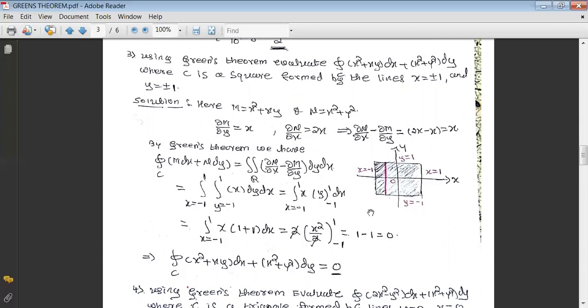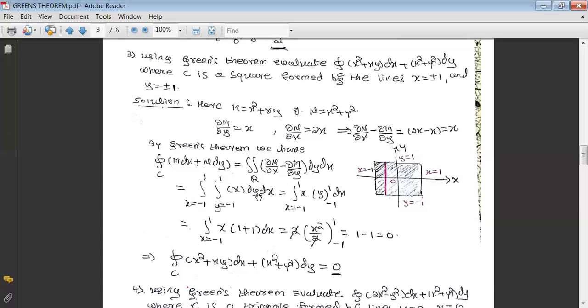Now in order to cover this region, I will consider a strip parallel to the y-axis. First let us set the limits for y. Therefore y varies from minus 1 to plus 1. Okay, and this strip has to start its journey from this line and it has to end its journey with this line to cover the entire region. That's why x varies from minus 1 to plus 1. Now we already computed partial N with respect to x minus partial M with respect to y, that is x. It has to be integrated first with respect to y over this limit, then with respect to x over these limits. x we keep as it is.